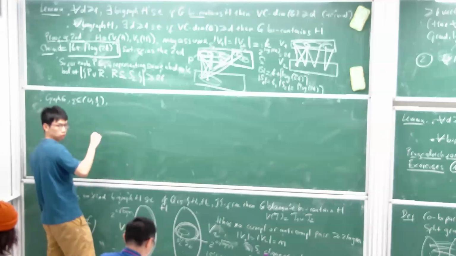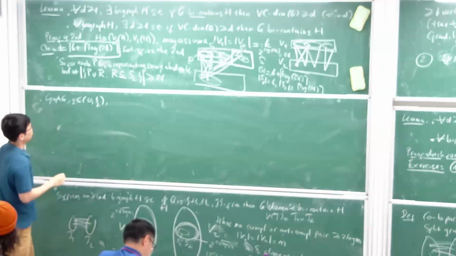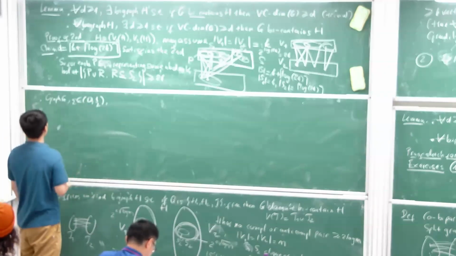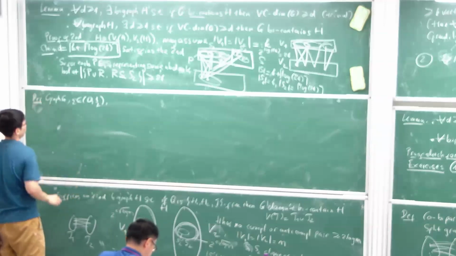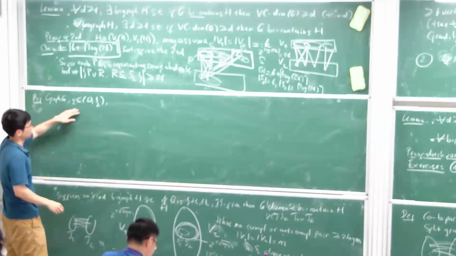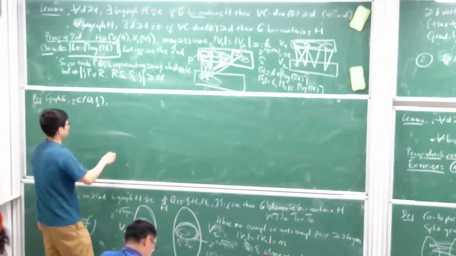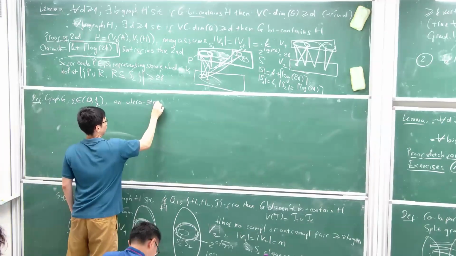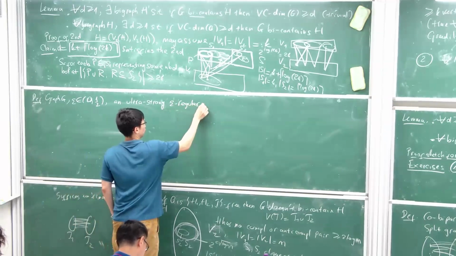Okay, let's resume. Let me now go to the strong regularity lemma for graphs of bounded VC dimension, and let me start with the definition. So we have a graph G and a parameter epsilon, as usual ranging from 0 to 1/2. Let me say an ultra strong epsilon-regular partition.